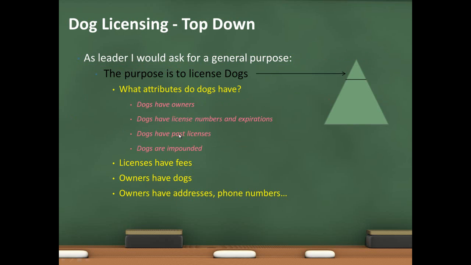Okay, so that top-down approach, again, what questions would we ask? We would look at those entities. We would have that general purpose to license dogs. What attributes do those dogs have? We would say dogs have owners, dogs have license numbers and expirations, dogs have past licenses, dogs have impounds. And then we look down at the rest of those nouns. Licenses have fees. Owners have dogs. We try to retain those relationships in that top-down approach.